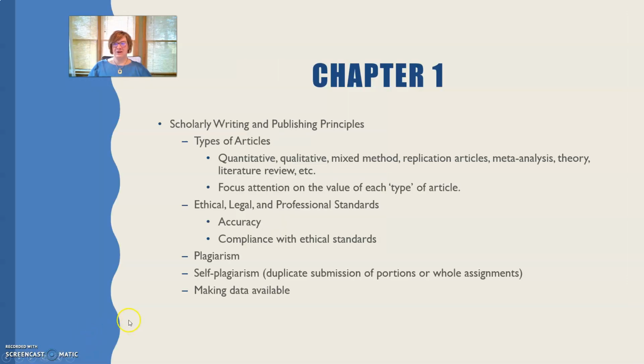So of course this is our APA manual, and in chapter number 1 it goes into some of those very basic principles of scholarly writing and the different types of articles that are available, the ethical, legal, and professional standards as far as accuracy and compliance with ethical standards, as well as concepts of plagiarism and self-plagiarism.